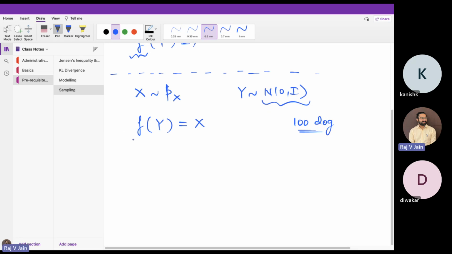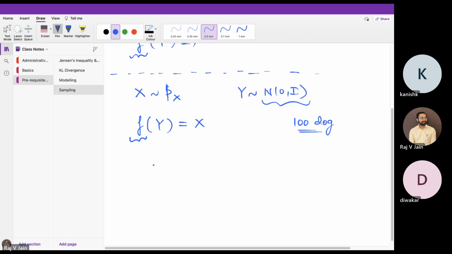Now the issue is this. So I can keep on getting values from n0i. I can keep on generating more and more dog images. I don't need to have a camera anymore, right? I had a camera, got 100 dog images. Let's say, I can get this.